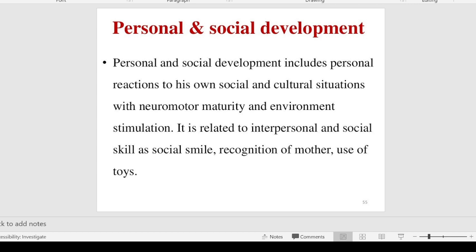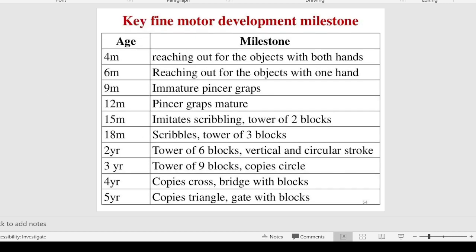So far in this class I have discussed only the types of development, and only motor development. Under motor development there are two types: gross motor and fine motor. So this is the topic I am going to conclude.